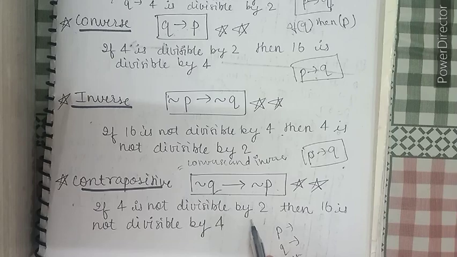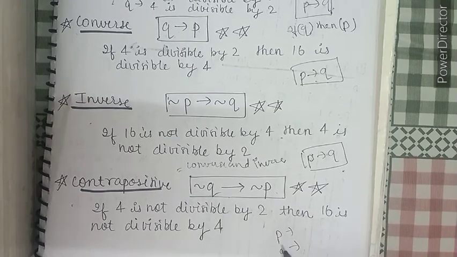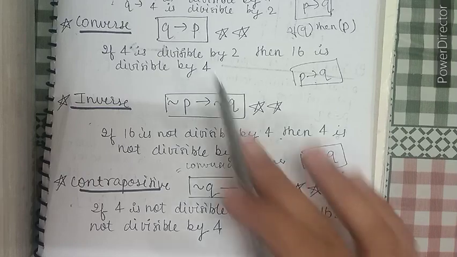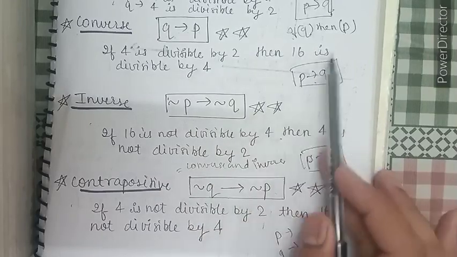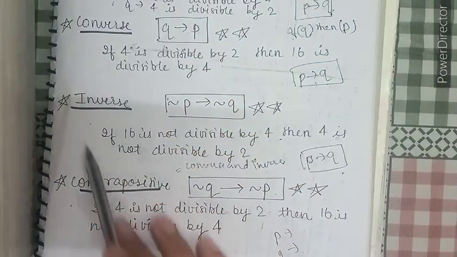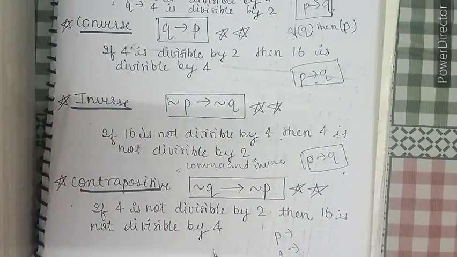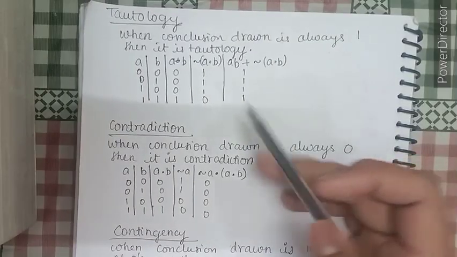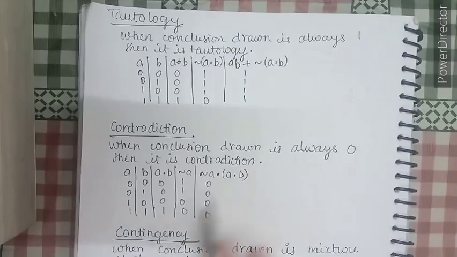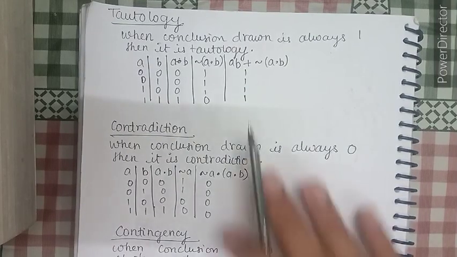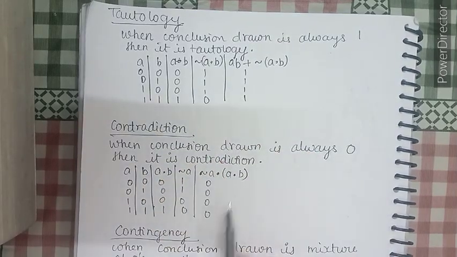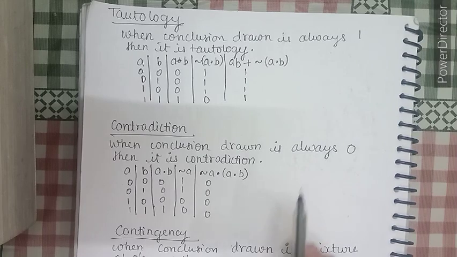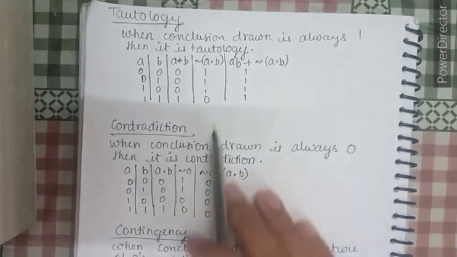In ISC exams, sometimes questions are asked where two statements P and Q are given, and you have to write the converse, inverse and contrapositive. So we can write it just like this: if 4 is divisible by 2, then 16 is divisible by 4. This will be the converse of these two simple sentences, and like this we can write the inverse and the contrapositive. Now coming to other important topics: tautology, contradiction, contingency and syllogism. In part 2, sometimes a question is asked like prove that it is a tautology, a contradiction, or a contingency. It carries about 2 or 3 marks, so it is important in the ISC exam.